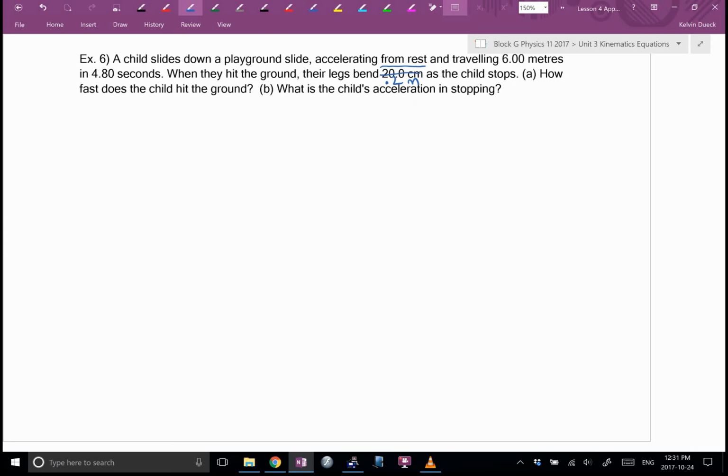So we're sliding down a slide, and then we're hitting the ground. I'm going to say that again because it's important. We're sliding down the slide, and then we're hitting the ground. I think this question has two parts: on the slide and on the ground.